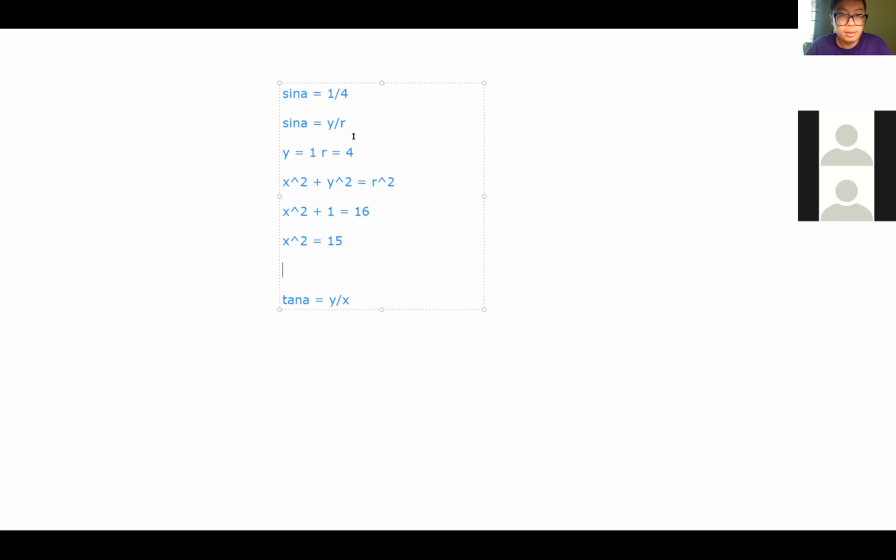So that means, and I will draw it right here, x would be equal to square root of 15.